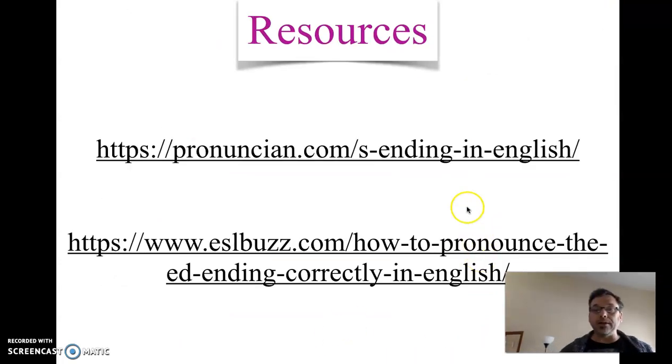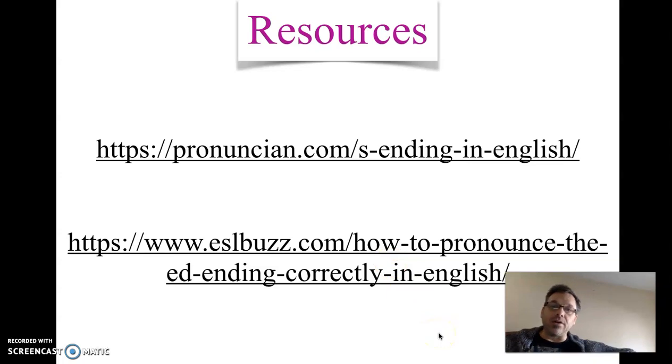Here are a couple links for the S endings and the ED endings. Next time you're practicing or you're listening to someone speaking English, think about your suffixes. S, is it s, z, or us, is? And your ed suffix, is it t, d, ud, or id?